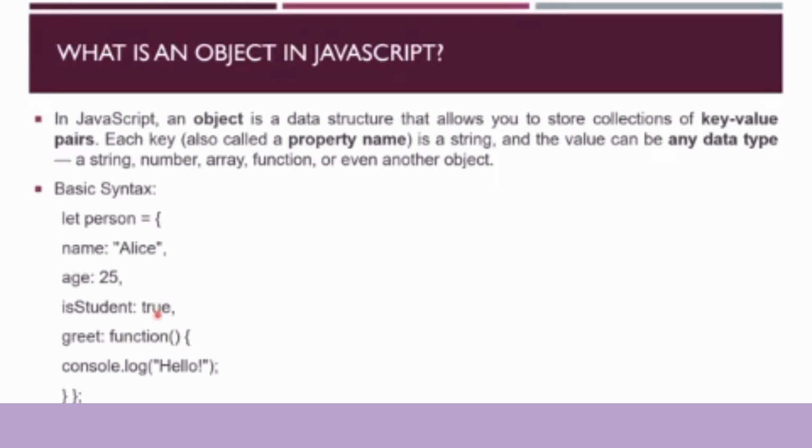Here is how it looks. This is a simple basic syntax. In this code, name, age, isStudent are called keys or properties, and Alice, 25, true are called their values. Greet is a function stored inside the object. We call it a method. When we run it, it says hello. So, in simple words, an object helps us group related data together and keep our code organized and clean.